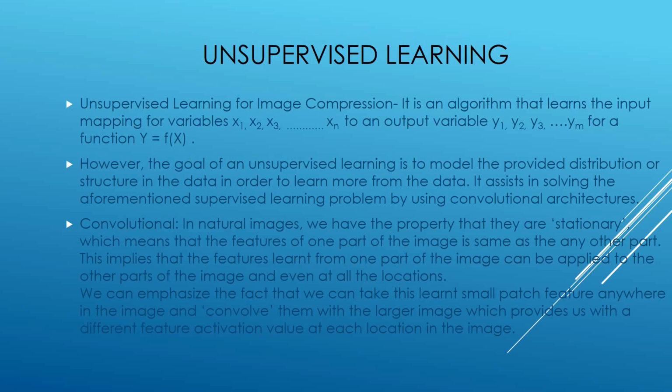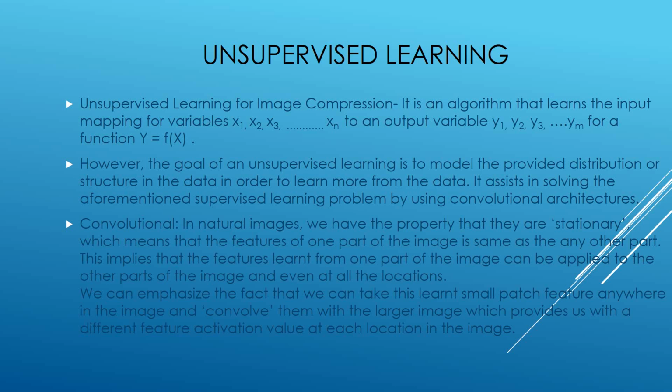Now I'll be talking about unsupervised learning. Unsupervised learning for image compression is an algorithm that learns the input mapping from variables x1, x2 and xn to an output variable for a function y equal to f(x). So what we do here is that unsupervised learning takes some input and, based on those inputs, learns the behavior of the function so that next time when an input is fed to the algorithm, it tries to project the output. However, the goal of unsupervised learning is to model the provided distribution or structure in the data in order to learn more from the data.